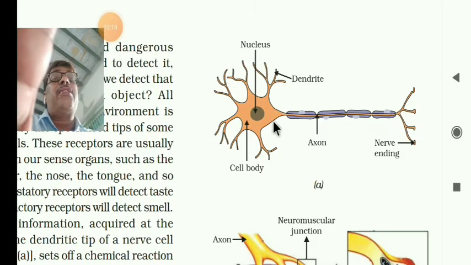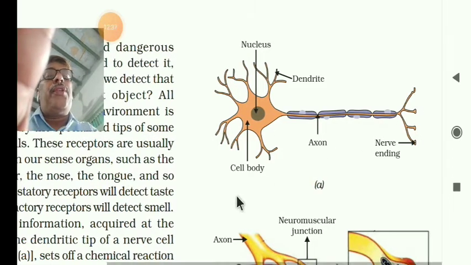This is a very important diagram. Students, you have to learn it. This is the nucleus, these short projections are dendrites, and the long projection contains the axon. This is the cell body and the nerve ending.